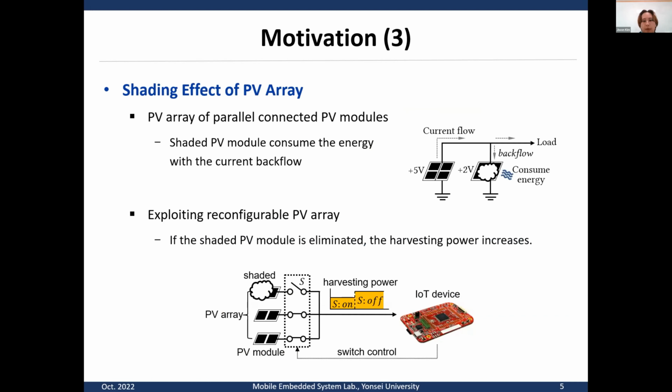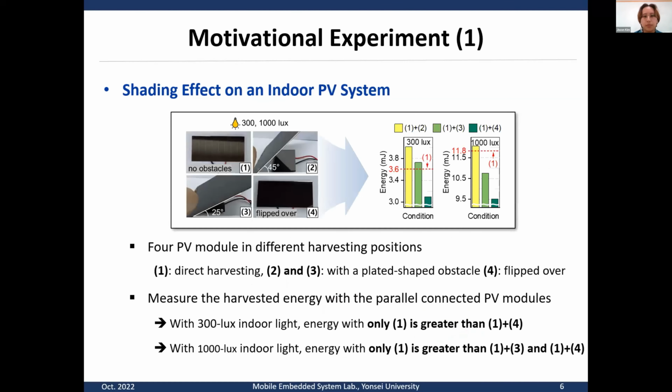A PV array is defined as connected multi-PV modules, and a naively connected PV array suffers from a problem called the shading effect. For example, when two PV modules are connected in parallel, and one of the modules becomes shaded, it will rather consume energy because of the current backflow. So this would lead to energy loss. In this situation, as shown in the figure below, the configurable PV array can be utilized to increase the harvest power by disconnecting the shaded module.